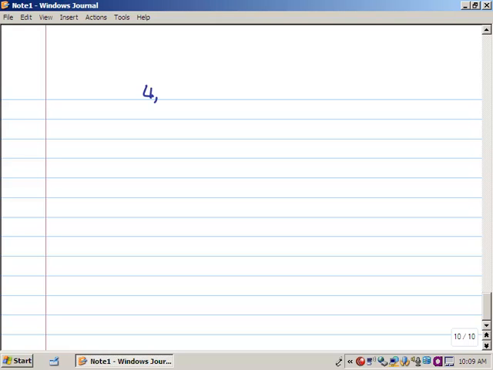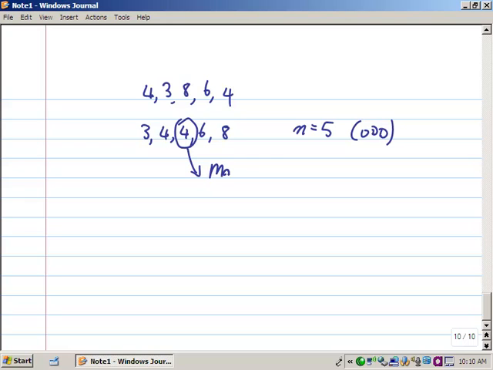Alright, let's rewrite the data. 4, 3, 8, 6, and 4. We would sort that, and once sorted, that's 3, 4, 4, 6, and 8. Alright, n is 5, which is odd number, so we'll take the middlemost data point, and so the median for this case is 4. Remember, the average was 5. And the mode, the most frequently occurring, also 4, because the 4 occurs twice. And the other numbers only occur once. Okay, and so those are the calculations for that data set.